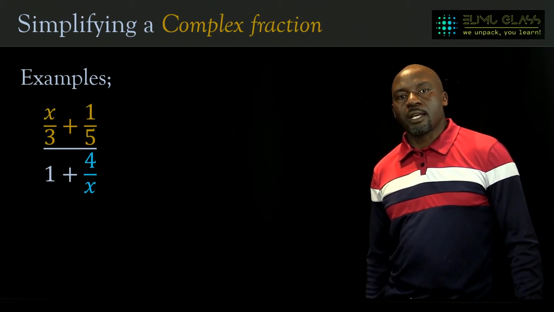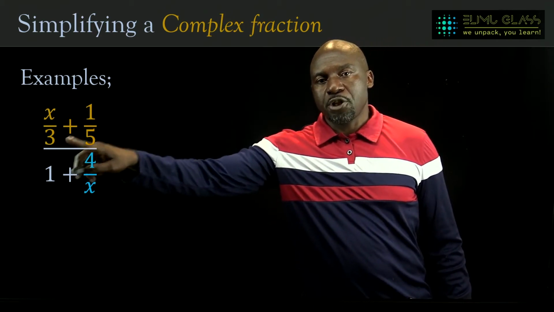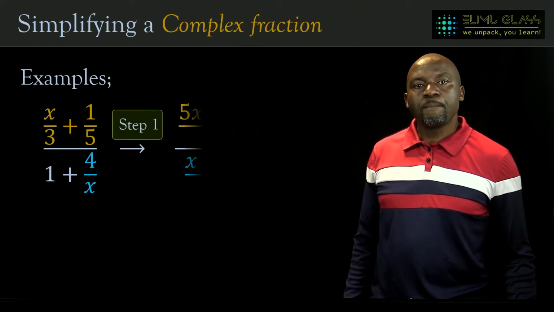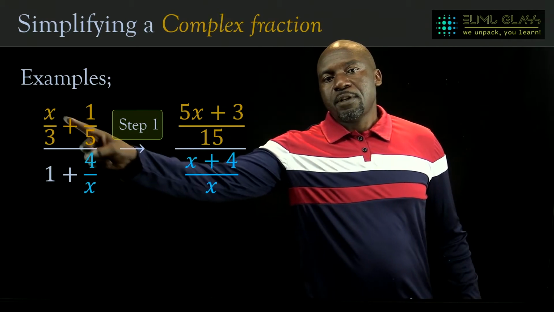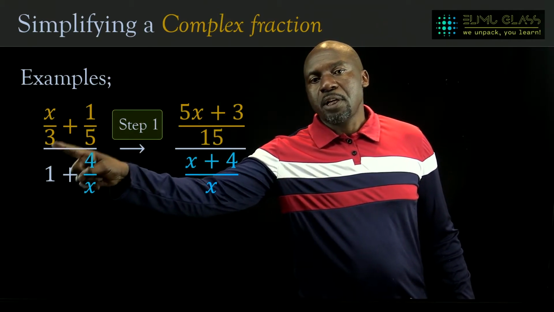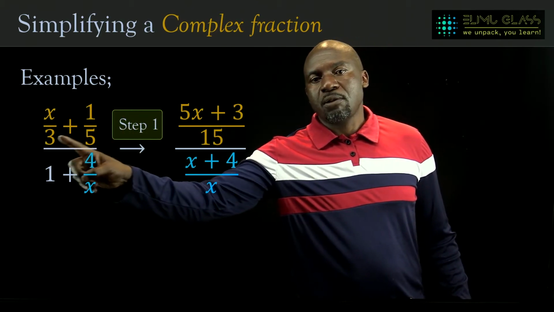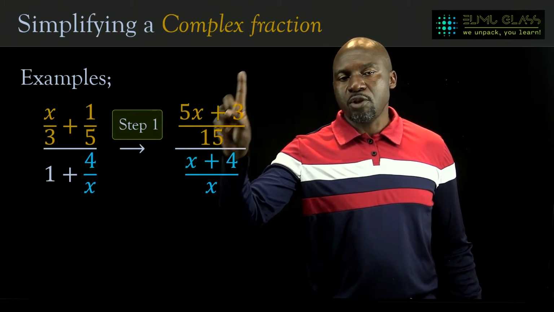So the first step is to convert that just to one fraction. Okay, so add them so that we have one fraction. So step one there, we're going to end up with that. So that is 5 times x is 5x plus, because this is plus, 3 times 1 is 3, and everything divided by the product of the denominators, which is 15. So we have reduced the numerator into one fraction.